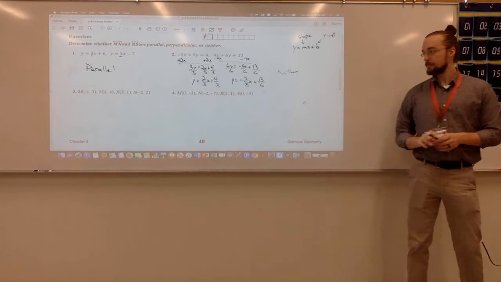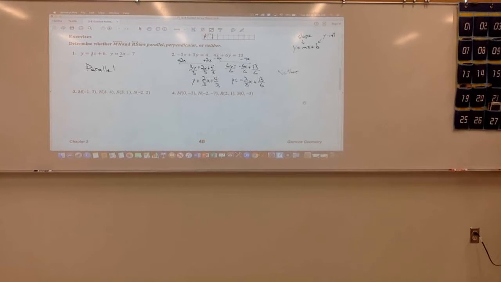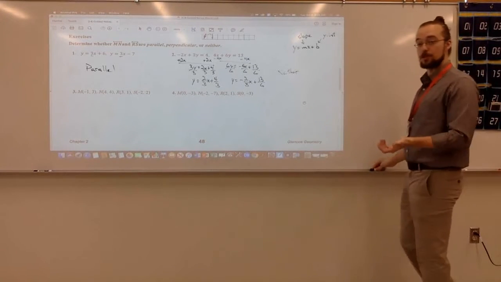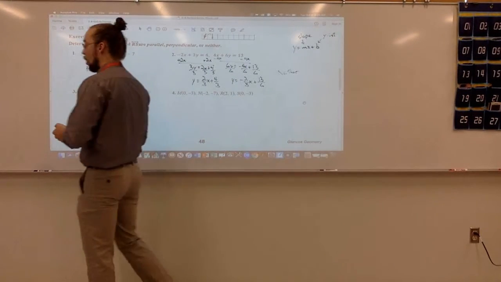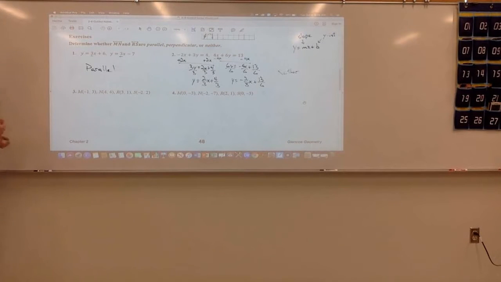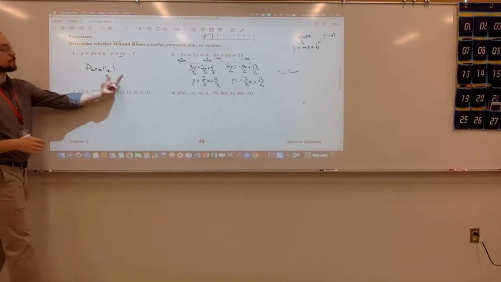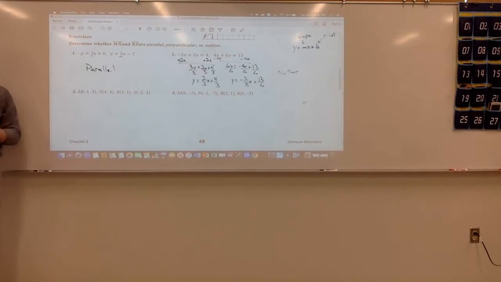Why don't you guys take a minute or two here and try 3 and 4. These are just like the example that we just did, where all we're doing is finding the slope between M and N and the slope between R and S and comparing them.